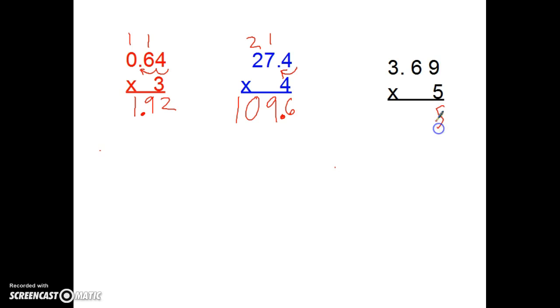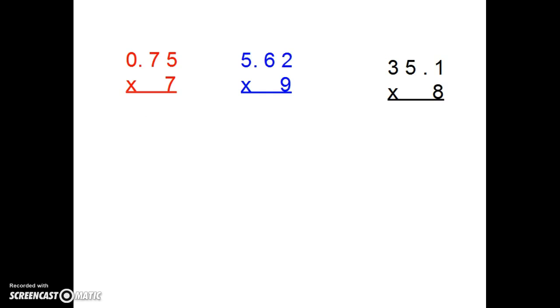5 times 9 is 45. Carry my 4. 5 times 6 is 30, plus 4 more is 34. 5 times 3, 15, plus 3 is 18. This time I counted over 2 spots, and my answer is 18 and 45 hundredths. Stop the video and you guys try out this row.